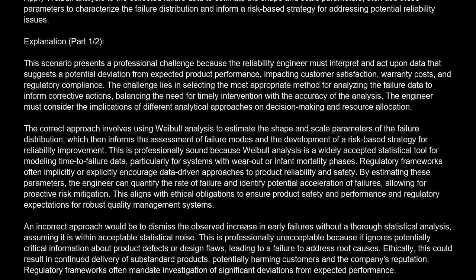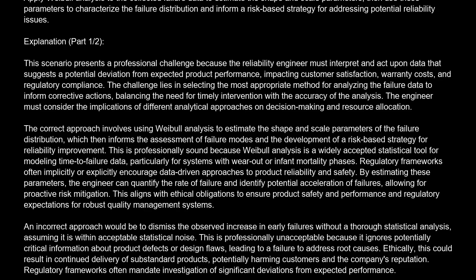The challenge lies in selecting the most appropriate method for analyzing the failure data to inform corrective actions, balancing the need for timely intervention with the accuracy of the analysis. The engineer must consider the implications of different analytical approaches on decision-making and resource allocation. The correct approach involves using Weibull analysis to estimate the shape and scale parameters of the failure distribution, which then informs the assessment of failure modes and the development of a risk-based strategy for reliability improvement.